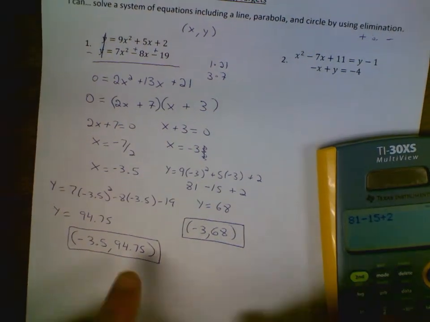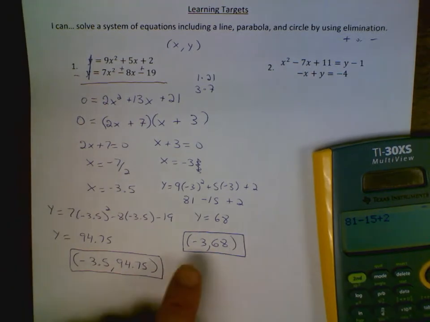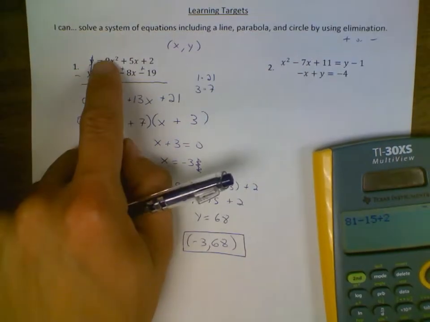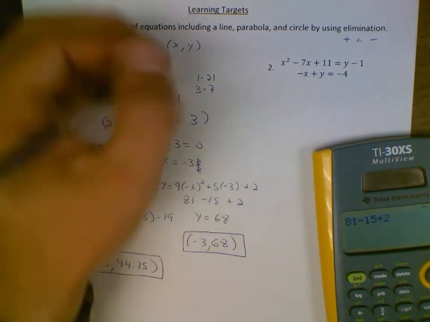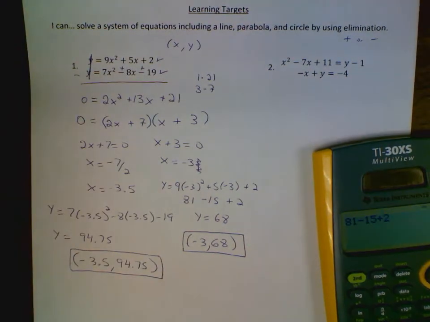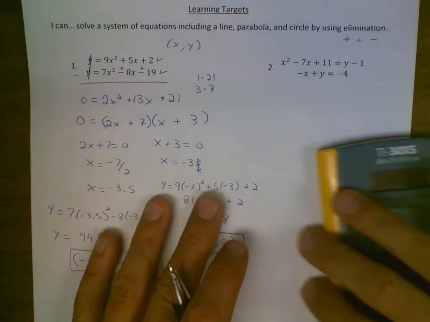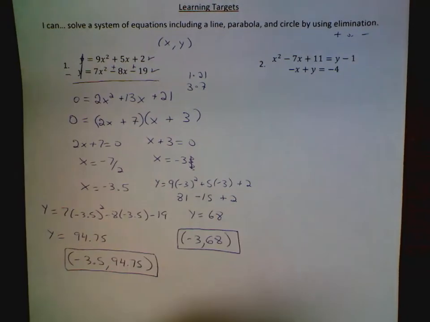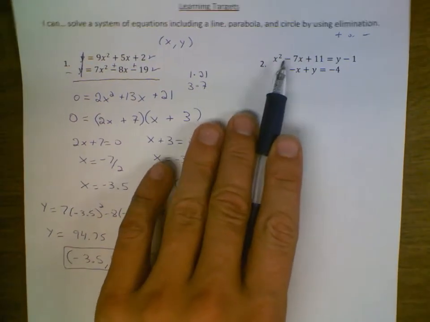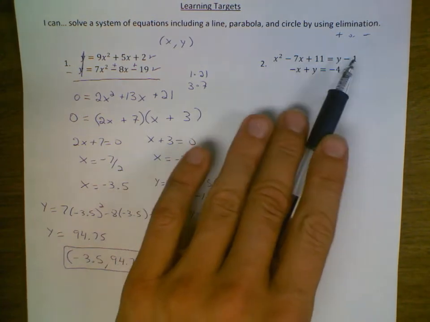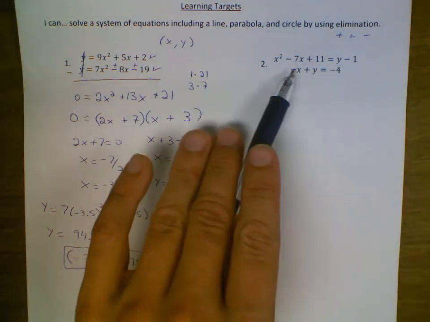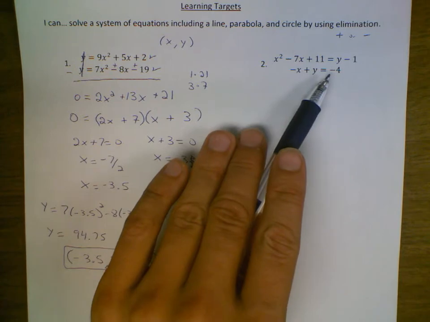Okay, and remember, solutions just mean that if you were to plug this x and y into either one of these functions, they will make both equations true. Okay, let's go ahead then and look at one last example here. So in number 2, I have x squared minus 7x plus 11 equals y minus 1, and I have negative x plus y equals negative 4.